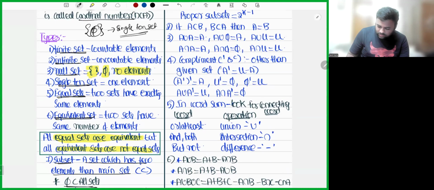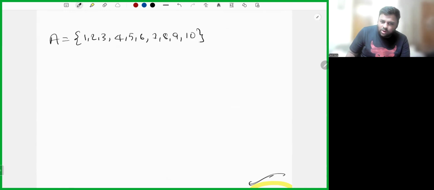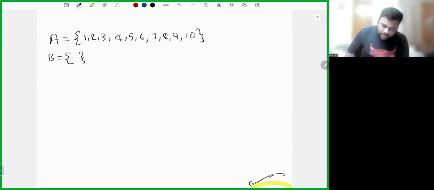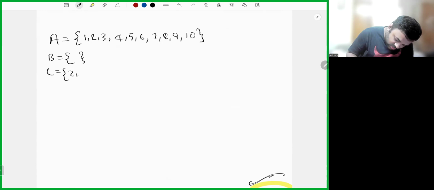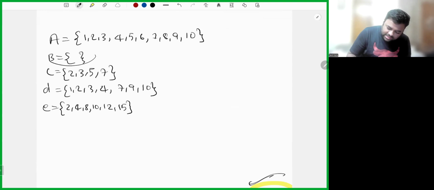Let me give you an example. I'm having set A equals 1, 2, 3, 4, 5, 6, 7, 8, 9, 10. B is empty, there is no element. C equals 2, 3, 5, 7. D equals 1, 2, 3, 4, 7, 9, 10. E equals 2, 4, 8, 10, 12, 15.